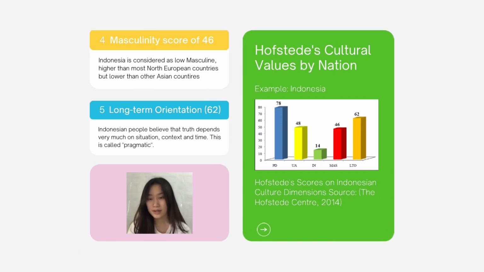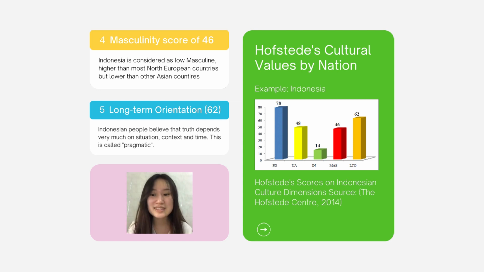Moving on to the fourth one, Indonesia's masculinity score is 46 and it is considered low masculine because it's still higher than most North European countries, but lower than other Asian countries like China and Japan. This means status and success are important here in Indonesia, but it is not always material gain that brings motivation. Most of the time, it is the position that a person holds that is more important because of the Indonesian concept of gengsi, as we all know.